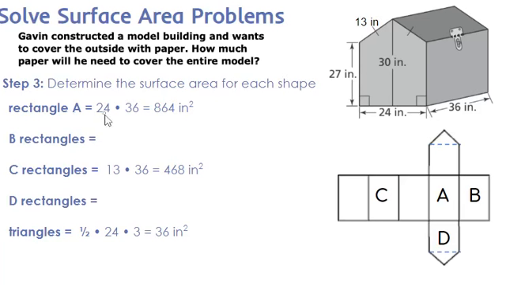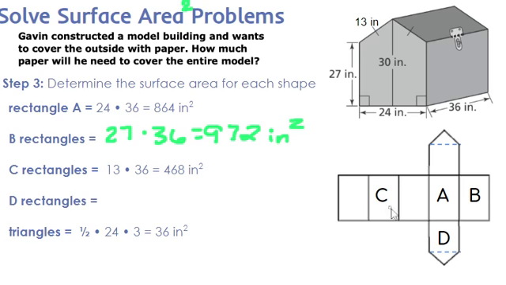Remember, rectangle A had 24 by 36. And when I do 24 times 36, I get 864 inches squared. Again, remember, it's a surface area problem, so all of my units will be squared for surface area. For rectangle B, over here, remember that's the sides of the house. So now I have 27 times 36, which is equal to 972 inches squared.